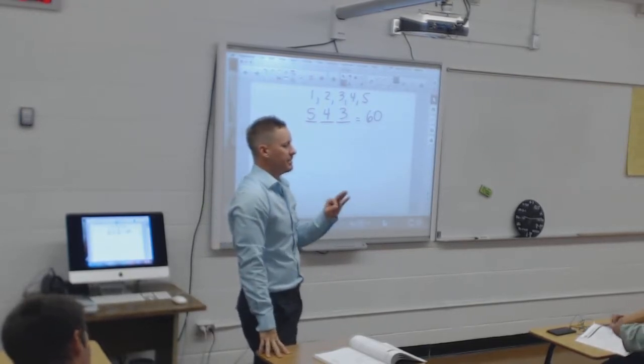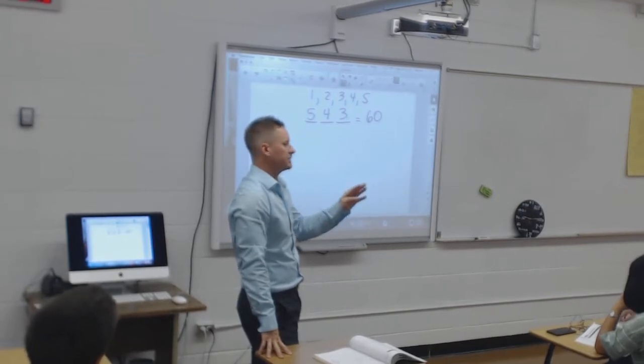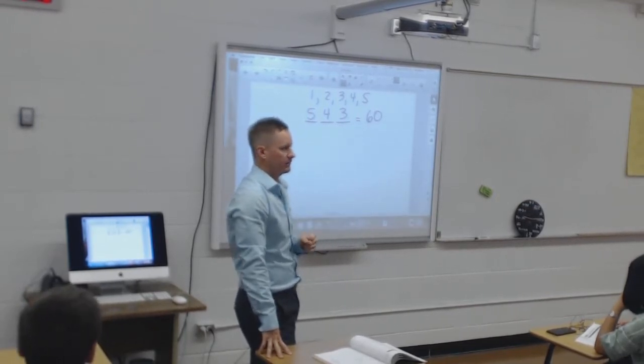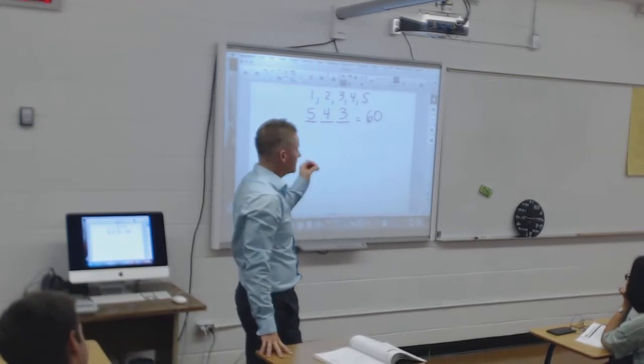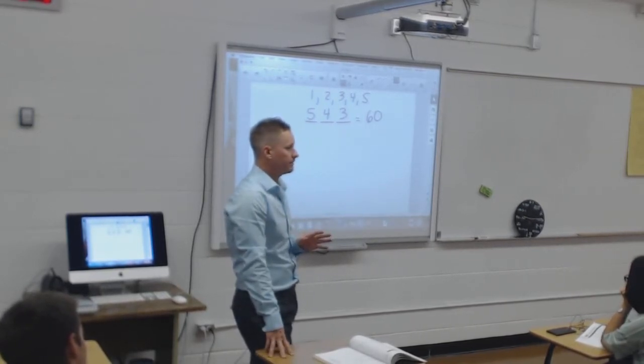3 decisions needed to be made. On the first one, I had a choice of 5. On the second, I had a choice of 4. And the third, I had a choice of 3. So there's 60 ways in which I can do that. Does that make sense so far?